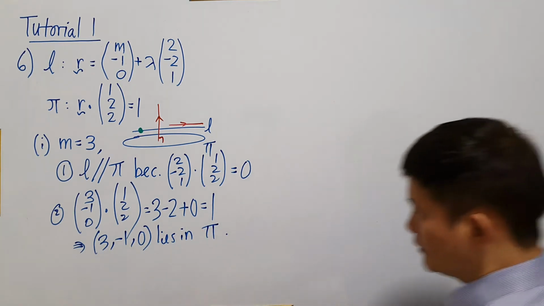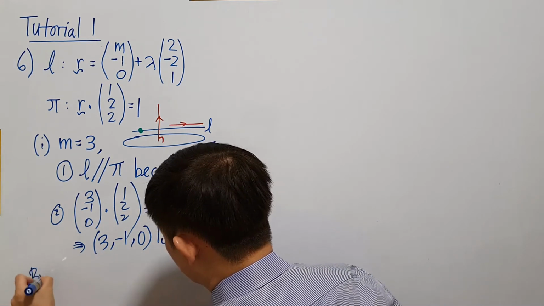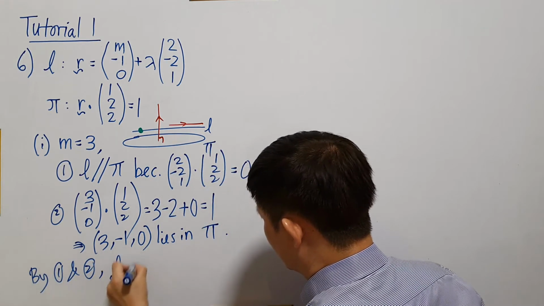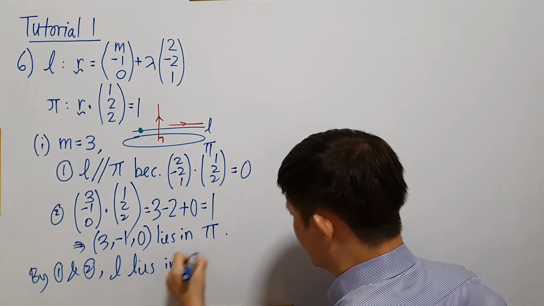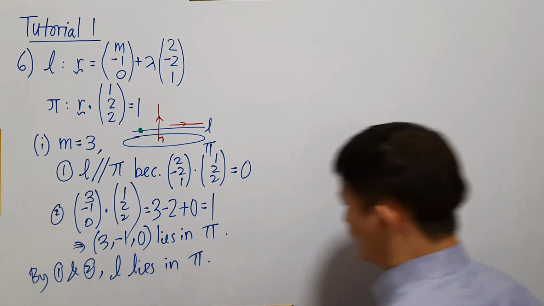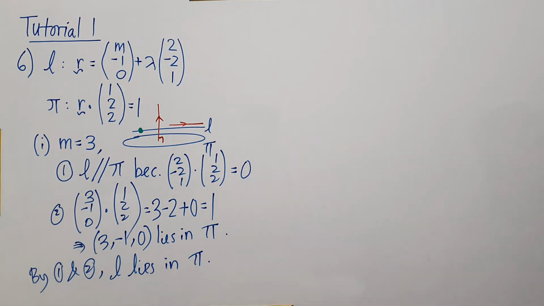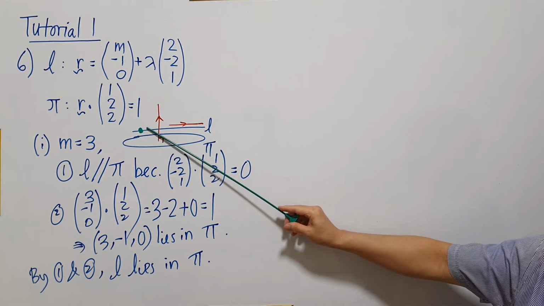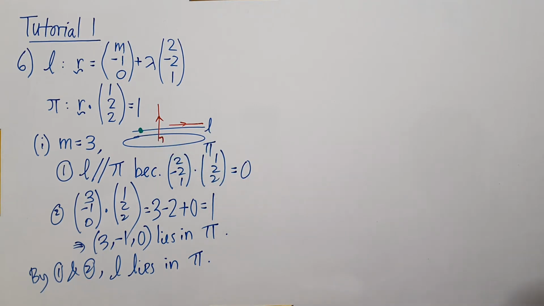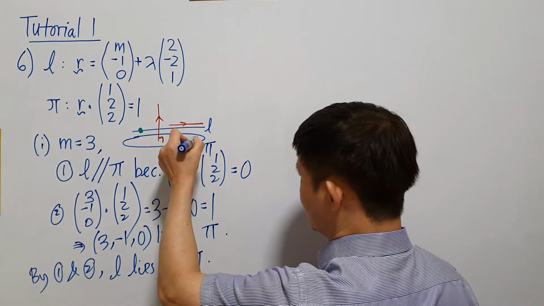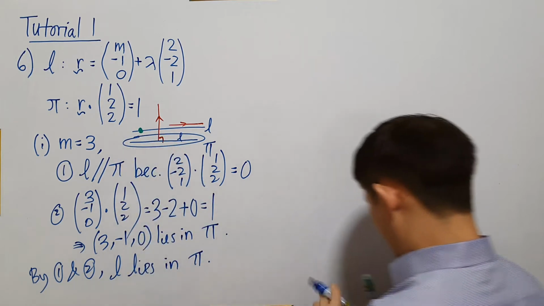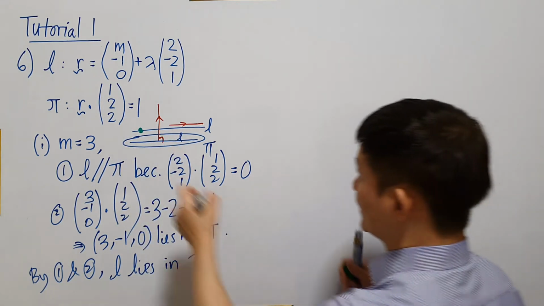So by steps 1 and 2, L lies in pi. Why is that so? If this line is parallel to this plane, and this point on this line is also on this plane, then the line ought to be right here, where the point is also on the plane.